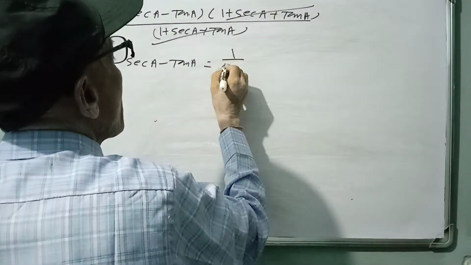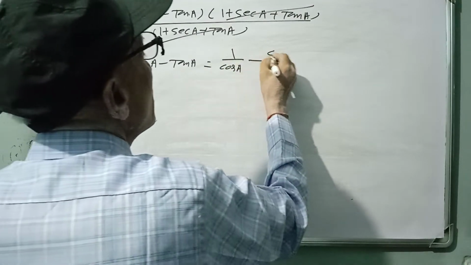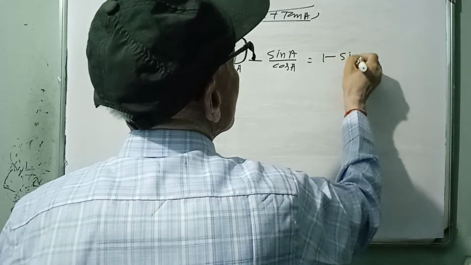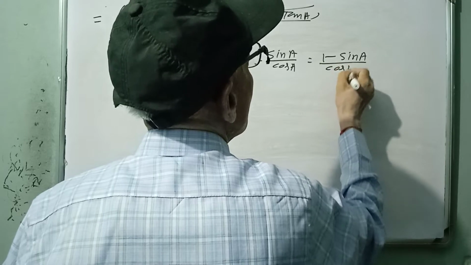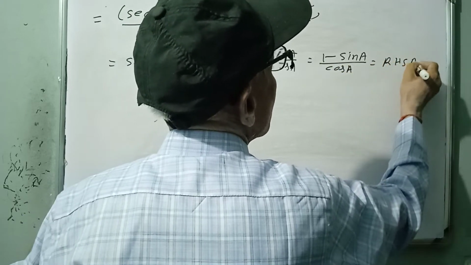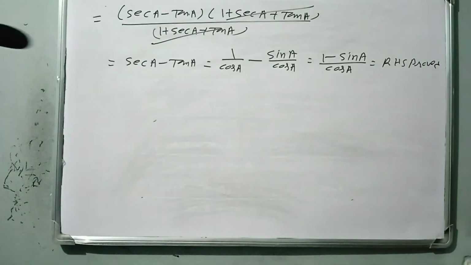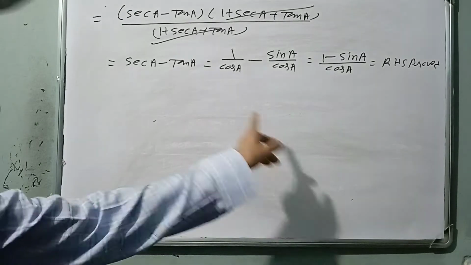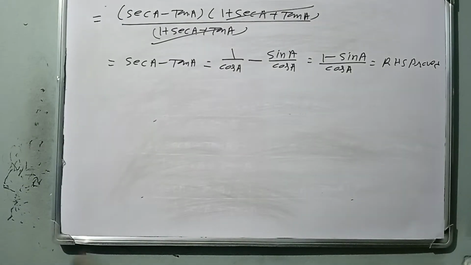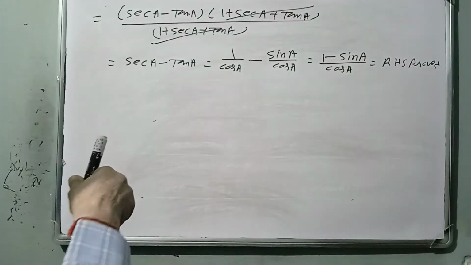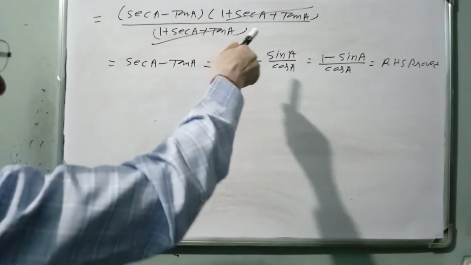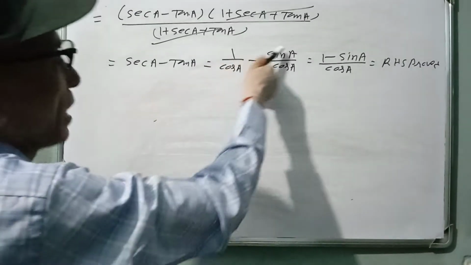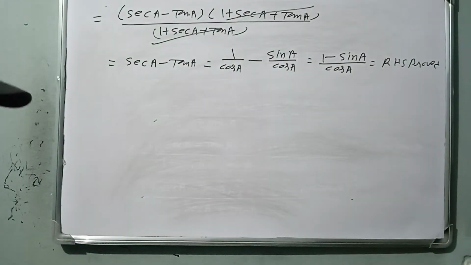Sec a is 1 by cos a, tan a is sin a upon cos a, so 1 minus sin a upon cos a. Right hand side. What did we do? 1 changes to sec square a minus tan square a equals 1. A plus b, a minus b. Take sec a minus tan a common. Remaining is 1 plus sec a plus tan a. Denominator 1 plus sec a plus tan a. Cancel like terms: sec a minus tan a. 1 by cos, tan is sin by cos. Take LCM, RHS, proved.